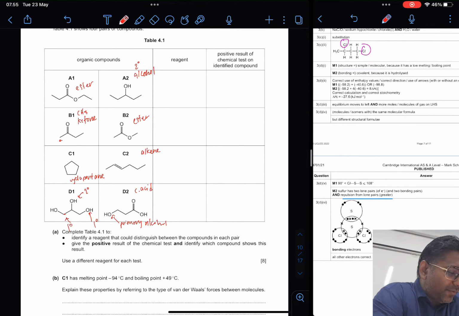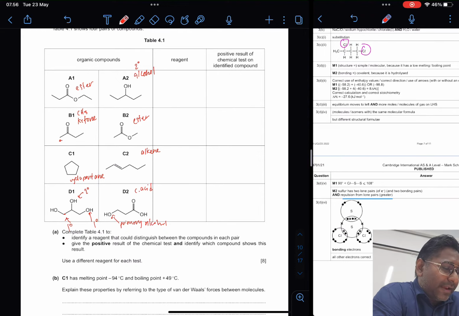Complete table 4.1 to identify a reagent that could distinguish between the compounds in each pair. Give the positive result and identify which compound shows the result. And use a different reagent for each test. We cannot repeat. So now I have ester and I have a secondary alcohol. So how do I differentiate ester from secondary alcohol?